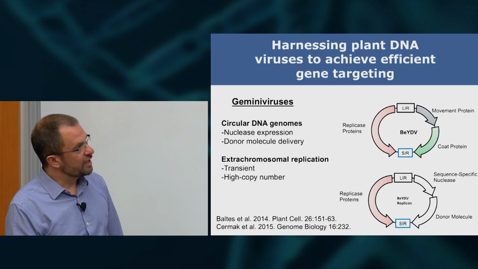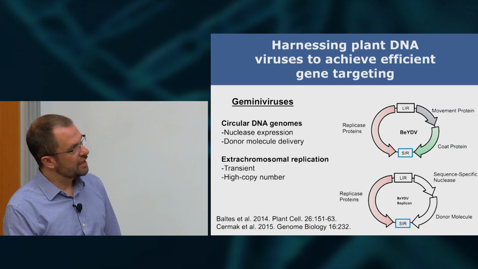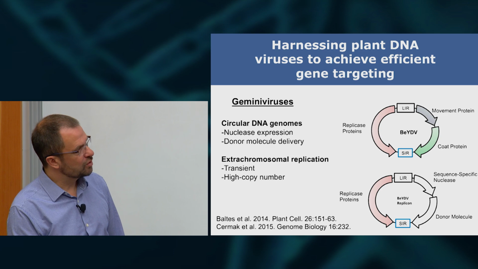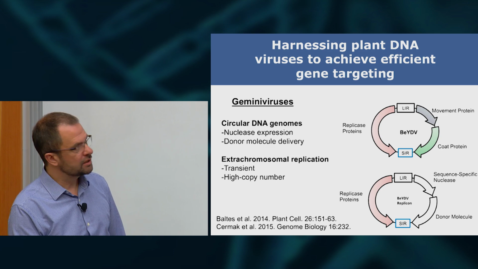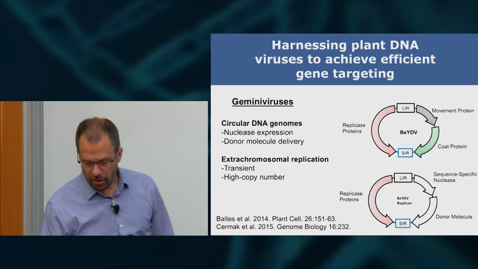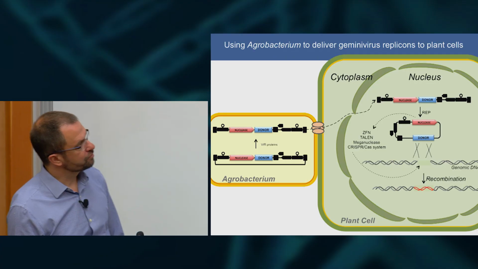And what we did is we sort of inactivated the virus. This is the virus, bean yellow dwarf virus. Its replicase proteins, cis-acting sequences important for replication, and then proteins that encapsulate and move the virus throughout the plant. We simply took these open reading frames and replaced them with our nuclease and our donor molecule. So we went from an infectious virus to what we refer to as a replicon, a circular plasmid, if you will, that can self-amplify and replicate in the plant genome.